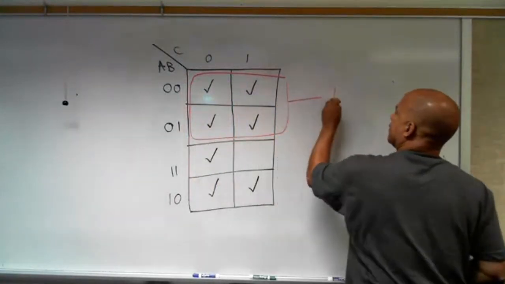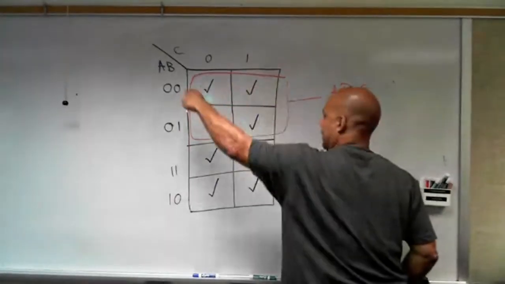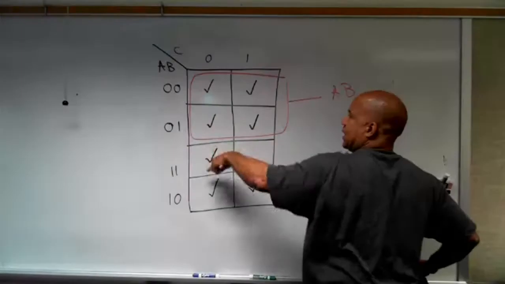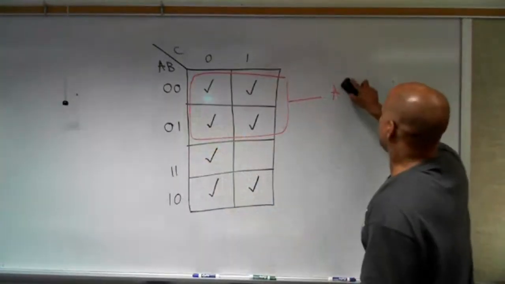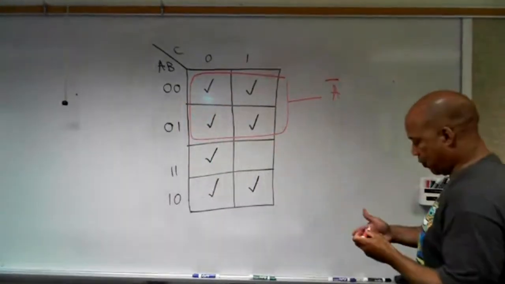Let's go ahead, and while we're doing it, just so it's a little easier. Since I'm moving this way, C's got to go. And since I'm moving this way, it looks like B changes from 1 to 0, so that's out of there. And I see that A is a 0, so I've got A naught. Okay, so that's one group.